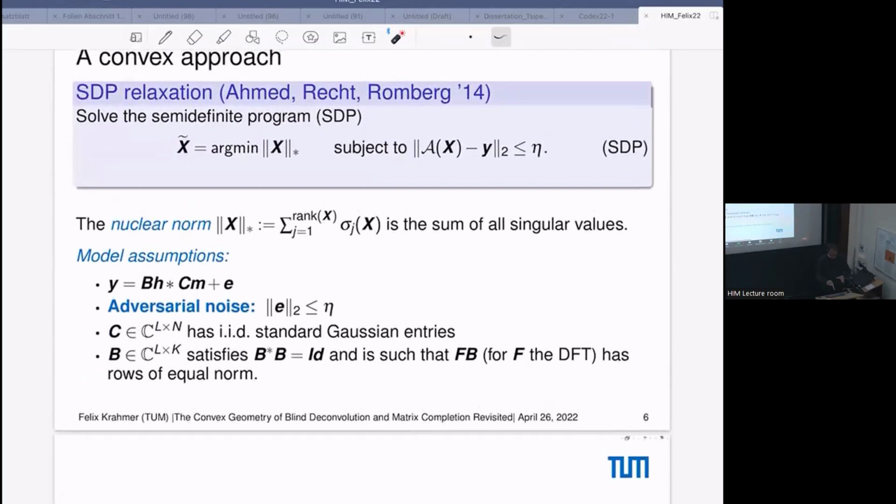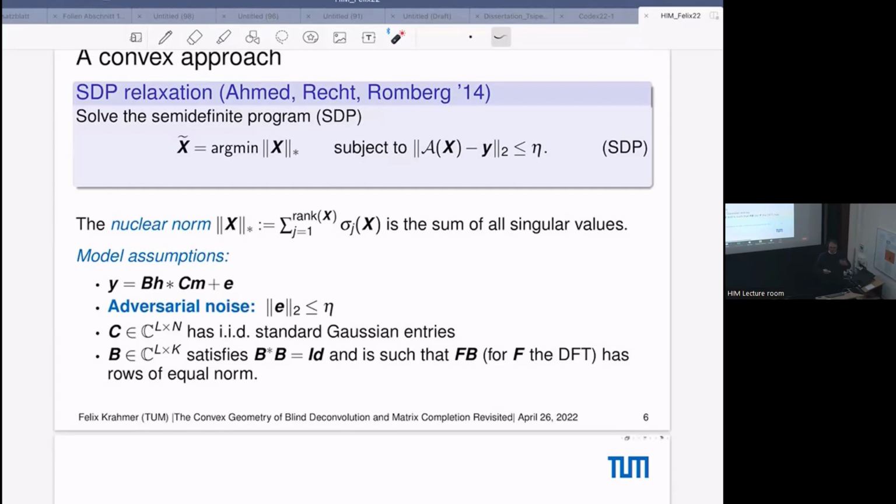And here, let's go back to this problem and try to get these things together. Let's recall, this was our model assumption, B H convolution with C M, and then we have some noise. In this talk, I will be particularly interested in adversarial noise. I know that there are also papers studying different random noise models, but on the one hand, it's of interest how adversarial perturbations compare to random perturbations.